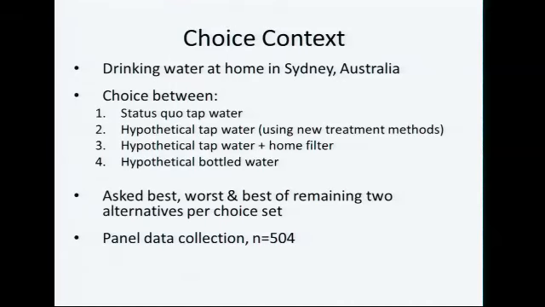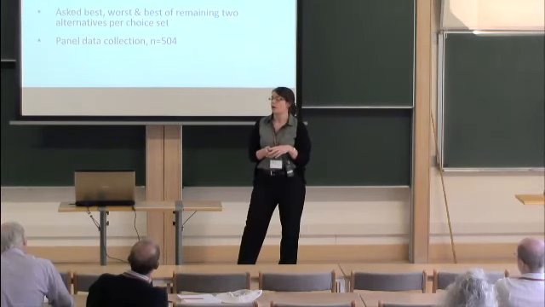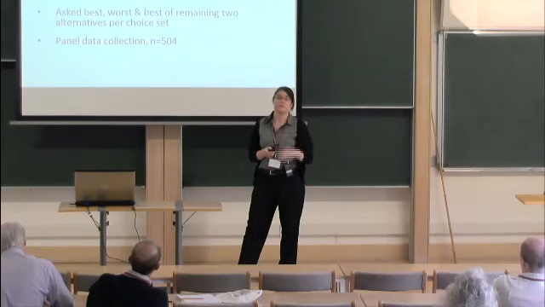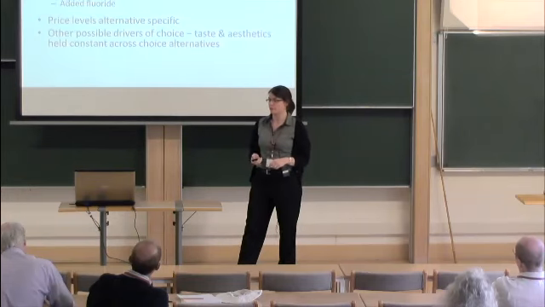And then because we had 4 alternatives, we asked them what was the best or the one they most preferred. And then out of the remaining 3, we said, what's the one you least prefer? And then out of the remaining pair, we said, what's the one you most prefer out of those 2? So we get a full rank order over the alternatives in every choice set. And we used an online panel to collect our data, representative of the population in Sydney. And we had just over 500 respondents in our sample.